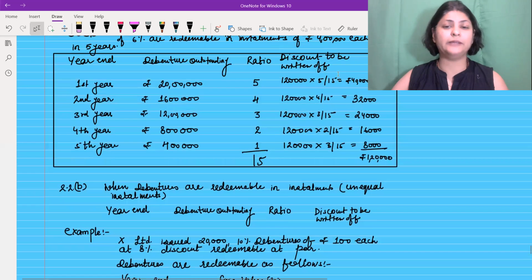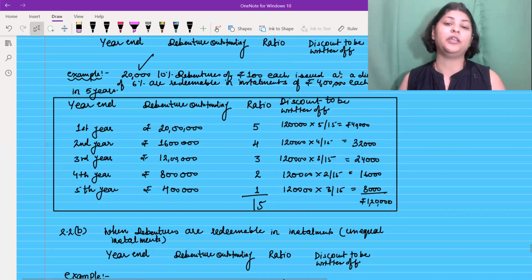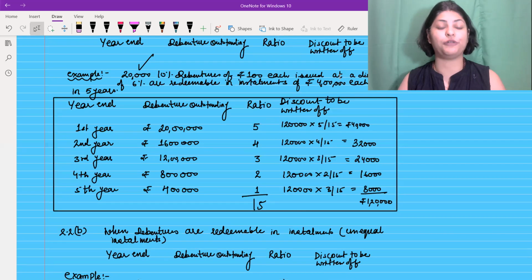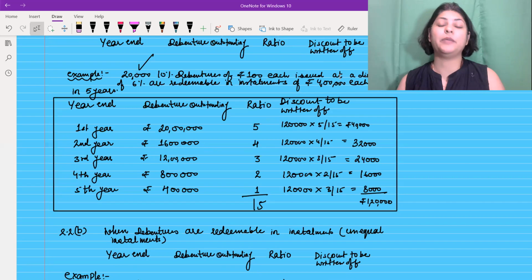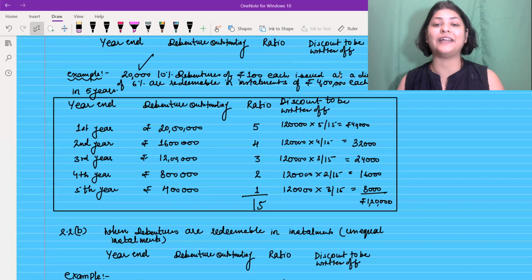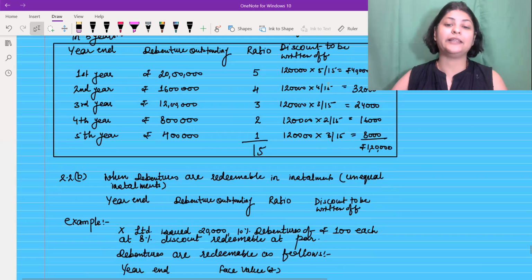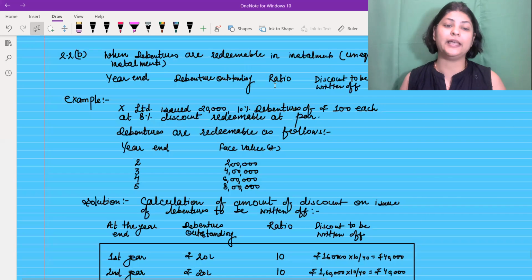See, just to make you relax, I'll tell you what is going to be different over here. Only this ratio will be different. Otherwise, the same concept, the same calculation will be followed over here. You have to follow the same table which is present in front of you. Year end, debenture outstanding ratio, and discount on issue of debenture has to be distributed in that ratio. Now, how are we going to make that ratio? That's going to be a little different. Not much of the difference will be there in case number 2.2a and 2.2b.